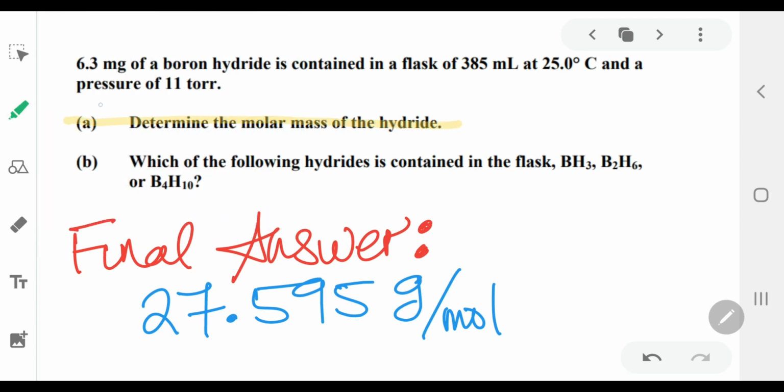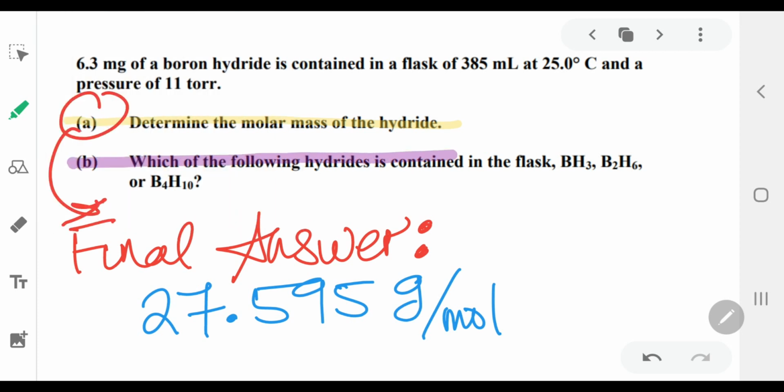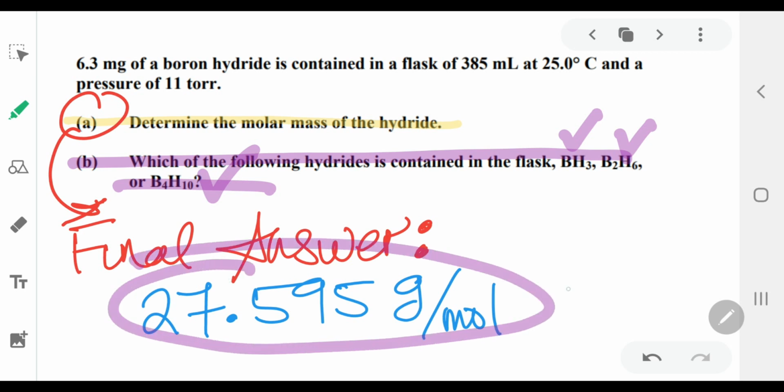Okay, so we have done that one. This is that one, final answers. And what about B? Okay, so for question B, which of the following hydrides is contained in the flasks? BH3, B2H6, okay, is it BH3? Is it B2H6? Or is it going to be B4H10? So which one of those three would be having this molar mass? So how do you do that?